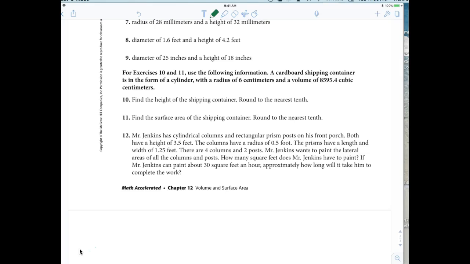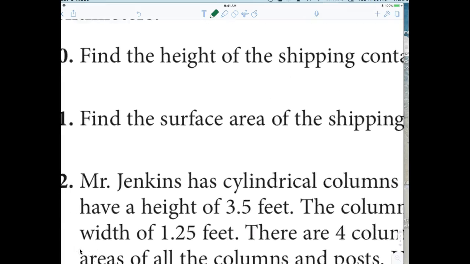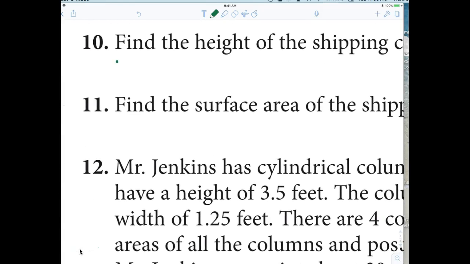It says, a cardboard shipping container is in the form of a cylinder with a radius of 6 and a volume of 8595.4 cubic centimeters. So we want to find the height. Everybody hearing me? We want to find the height. So I really want you to look up because this is the only one that's hard. All right. So again, someone tell me what the formula for volume is. Don't look. Try not to look. Volume is what? How many circles are there?